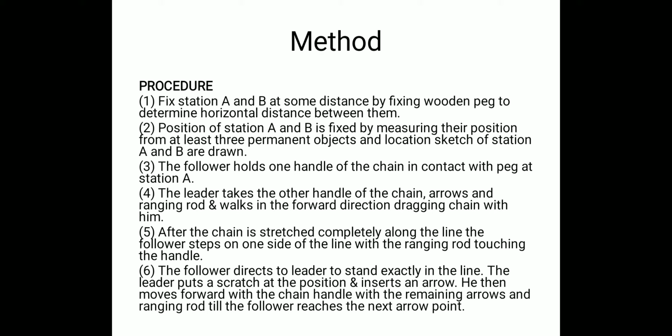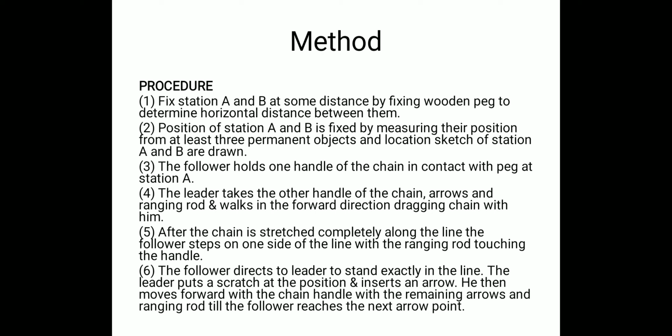Fix stations A and B at some distance by fixing a wooden peg, to determine the horizontal distance between them. The position of stations A and B is fixed by means of their position from at least 3 permanent objects, and a location sketch of stations A and B is drawn. The follower holds one handle of the chain in contact with the peg at station A. The leader takes the other handle of the chain, arrows, and ranging rods, and walks in the forward direction, dragging the chain with him.